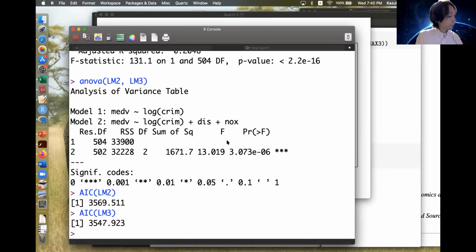Okay. Any questions on R code or linear regression in general?